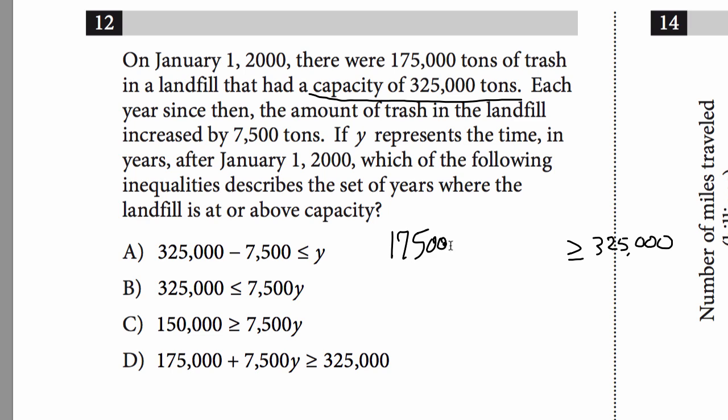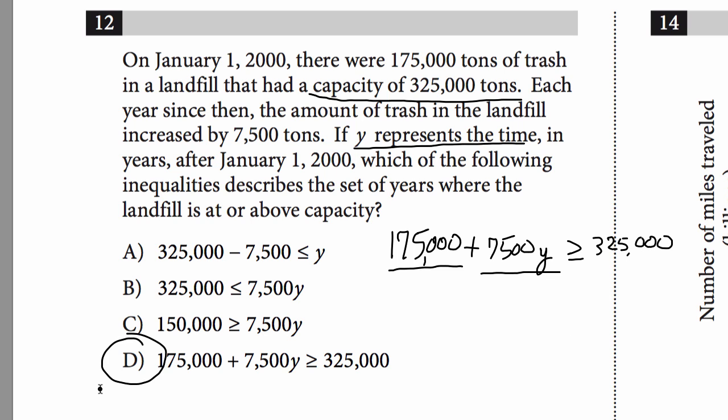Okay, so we start off with 175,000. And what are we adding each year? This is really the only part where you really have to think. You're adding 7,500 every Y years, right? Because Y is years after January 1st, 2000. So basically you're trying to figure out when is this, your starting amount, plus the amount that's being added every year, going to exceed or equal 325,000. And that's equation D. And you're done. Pretty much straightforward. You just got to write down an equation and you pick it. You don't even have to solve anything.